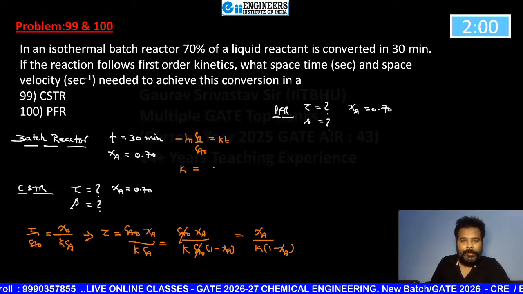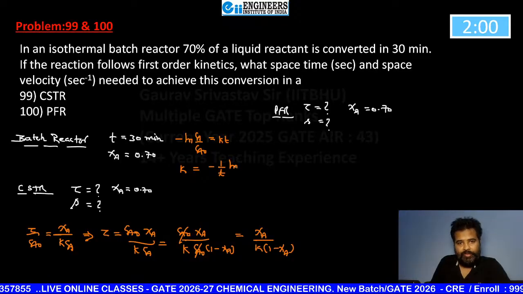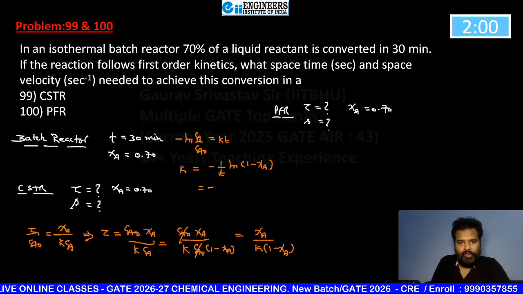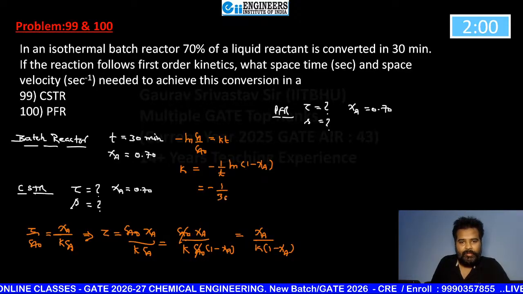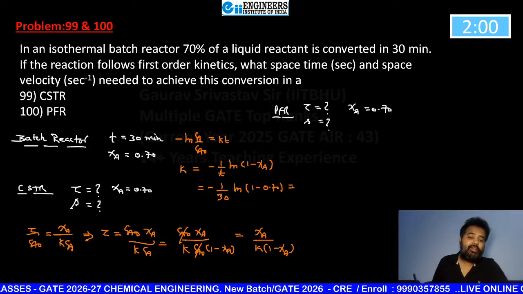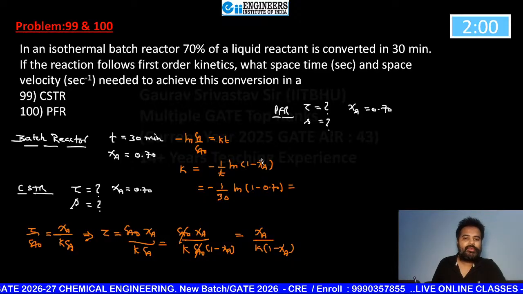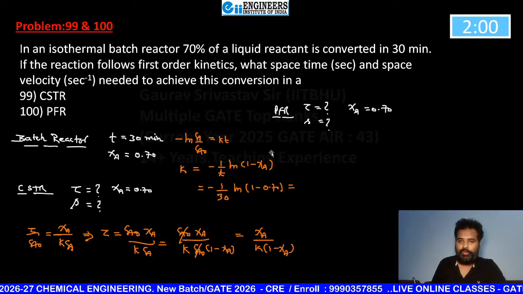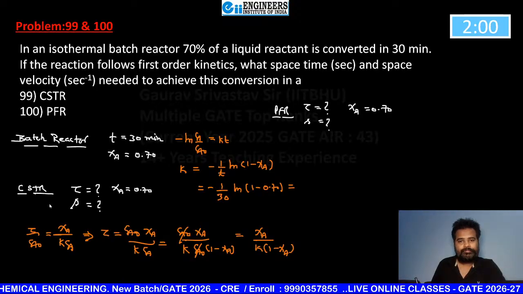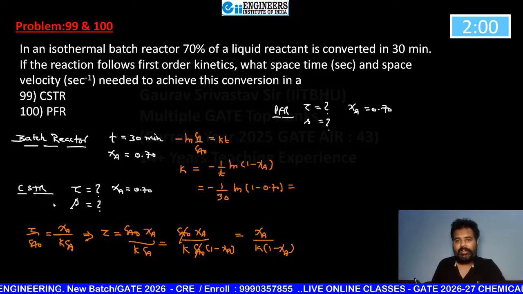K is equal to minus 1 by t, and ln of Ca can be written as C naught (1 minus xa). So C naught cancelled, it's just 1 minus xa. How much time? It's 30 minutes. And ln of 1 minus, what is the value of xa? It's 0.7. Just solve that. Can you tell me the value of k? Tell me the value of k in minute inverse, I'm asking in minute inverse.